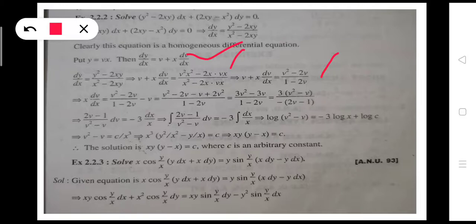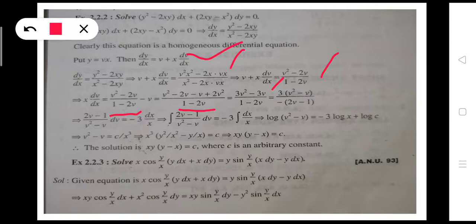And this is also written as x into dv by dx is equal to, here take the v from left to right, so x into dv by dx is equal to (v square minus 2v) by (1 minus 2v) minus v. We take the LCM, here 1 minus 2v is the LCM. So now simplifying, we get (v square minus 2v minus v plus 2v square) by (1 minus 2v). Now simplifying, v square plus 2v square means 3v square, minus 2v minus v means minus 3v. So (3v square minus 3v) by (1 minus 2v) is the one fraction in v.